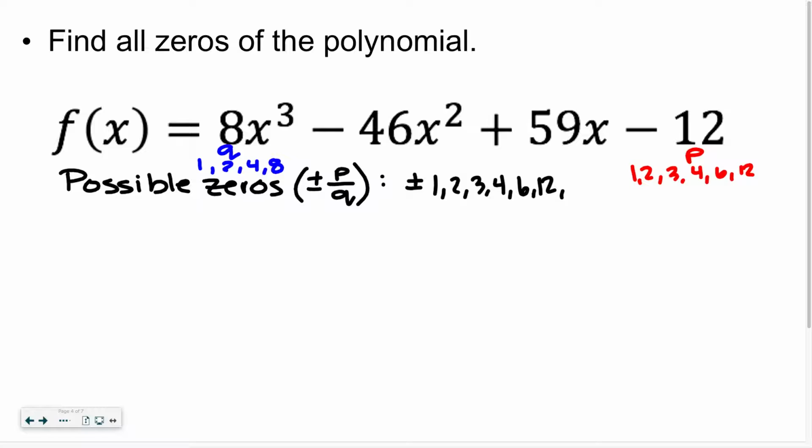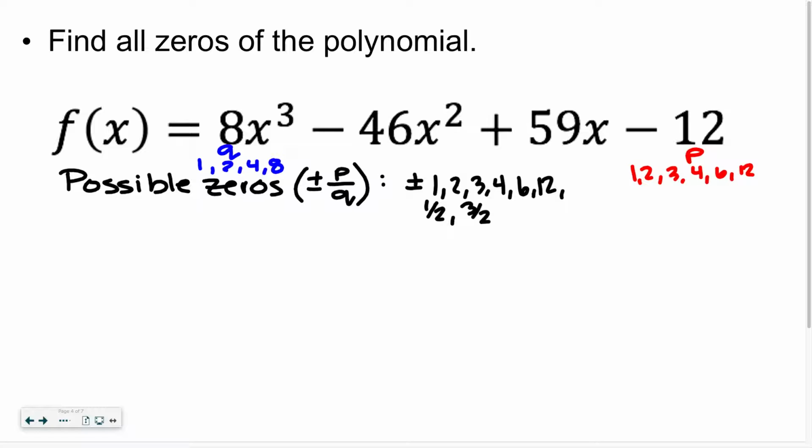1 over 2 is new. 2 over 2 is 1, don't need to write it down. 3 over 2 is new. 4 over 2 is 2, 6 over 2 is 3, 12 over 2 is 6. Those are already on the list, right? So only the odd ones over 2 produce new solutions.